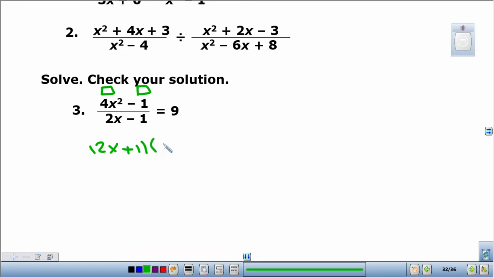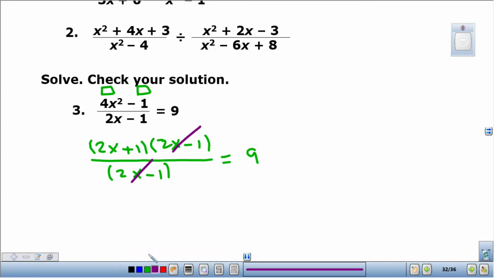2x minus 1. By the way, when you factor stuff like this, you hope to find things that cancel. And that's the reason we're factoring, by the way, in this concept today. We're trying to find things that simplify our life before we just start hacking things and multiplying. So make your life easy before you start multiplying. 2x minus 1, I see that is repetitive here, top and bottom, so I could take care of that, which will give me a simple 2x plus 1 equals 9.